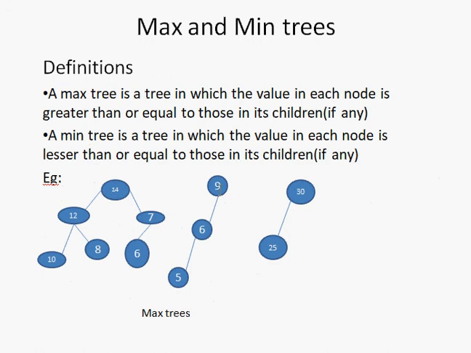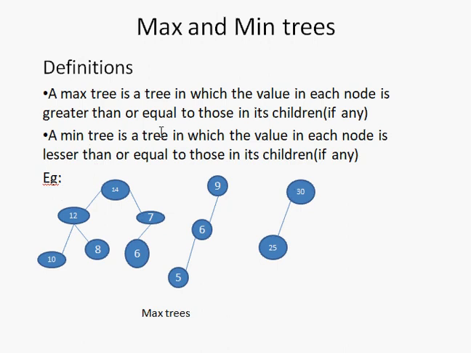Similarly, this is a second situation where it is a max tree: 9 is greater than 6, 6 is greater than 5, that's correct. Then 30 is greater than 25, even here the rules are not broken. So these are three possible cases of a max tree for a height of 3.